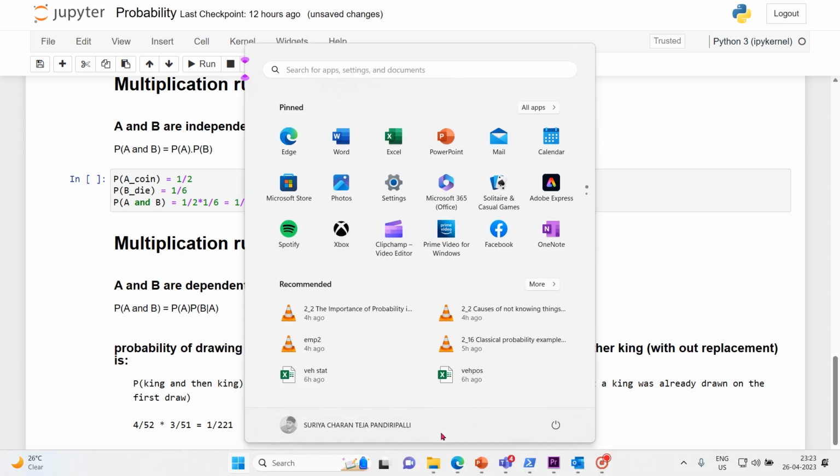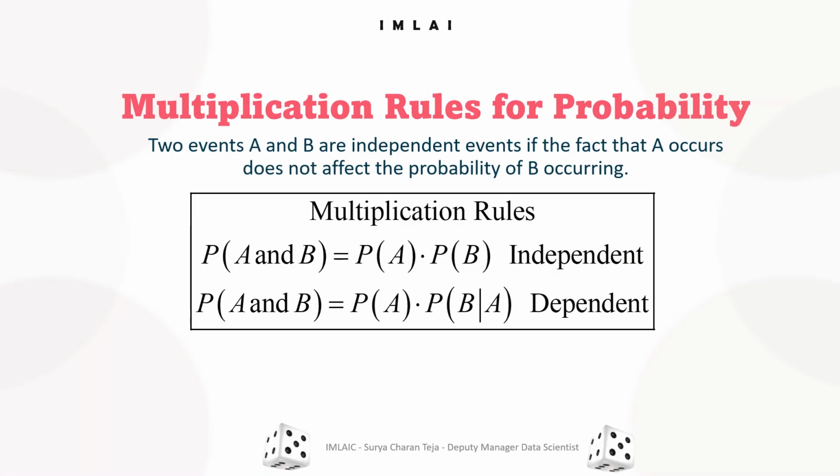So this is the multiplication rule for probability, where you want to know the chance of this event and that event. But you should also be careful about whether those events are dependent or independent. If they are independent, simply multiply them. If they are dependent, then you have to do more than that.